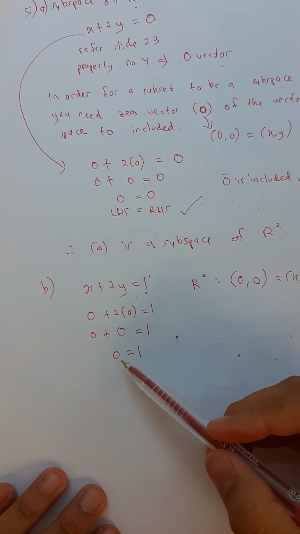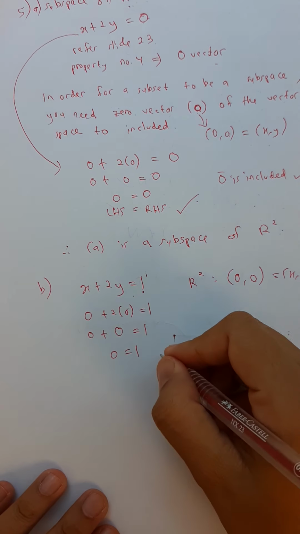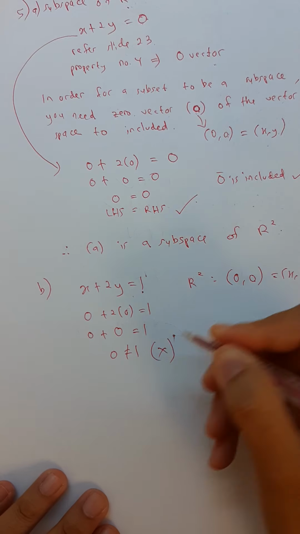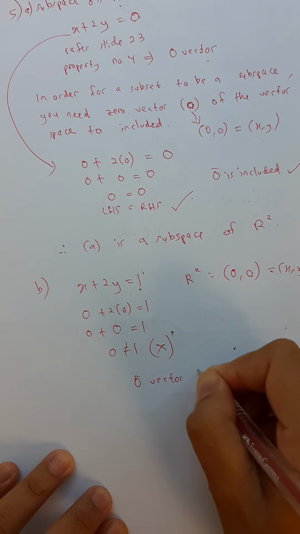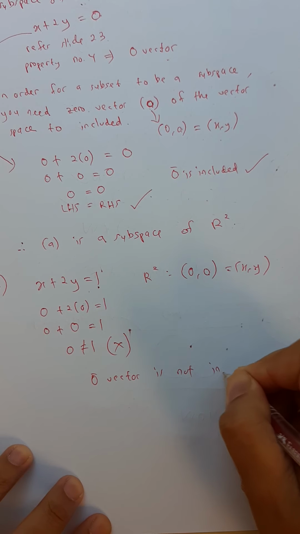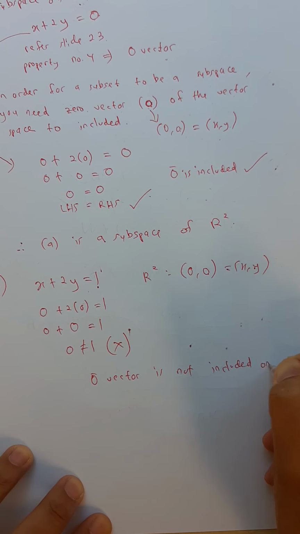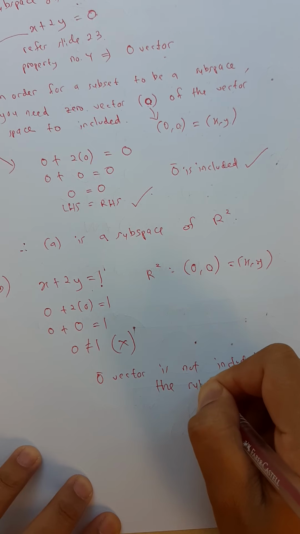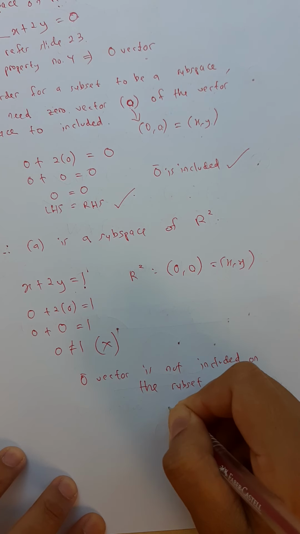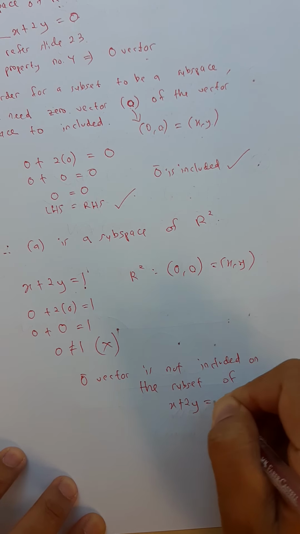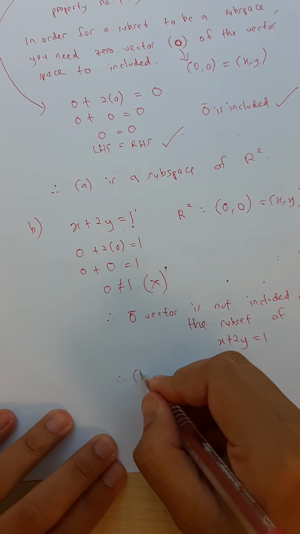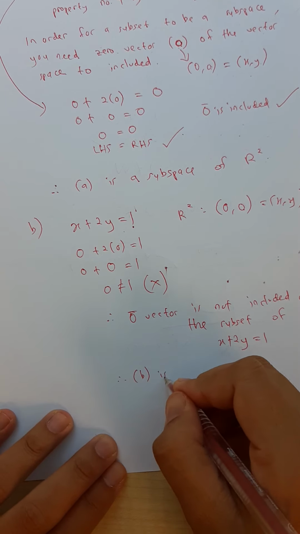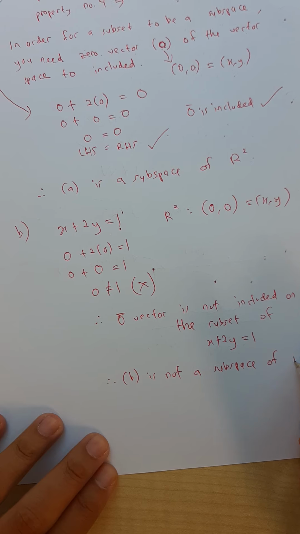So you tell me, is 0 equal to 1? No, it is not. So you can see that the 0 vector is not included in the subset x plus 2y equals to 1. For that reason, you can conclude that B is not a subspace of R2.